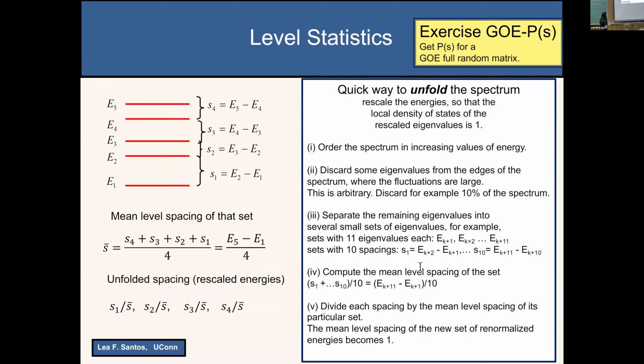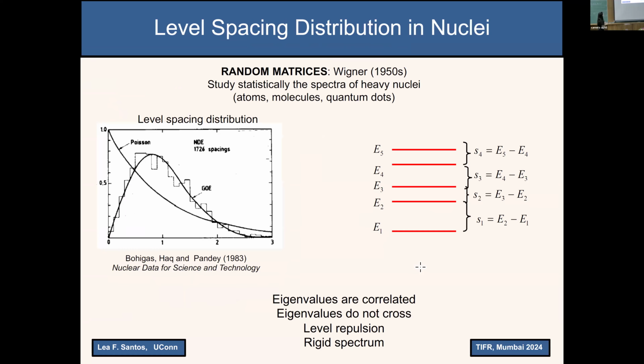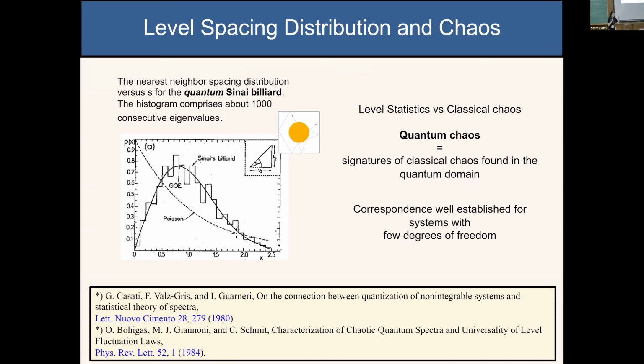Okay. So after doing that, if the system has level repulsion, if you are playing with a random matrix, you'll get the Wigner-Dyson distribution. And here is an example. This curve is from a real heavy nucleus, and you see very good agreement. People then extended this idea to other complex systems, atoms, quantum dots, and so on. Now, this is random matrices, and this analysis for heavy nuclei was back in the 50s.